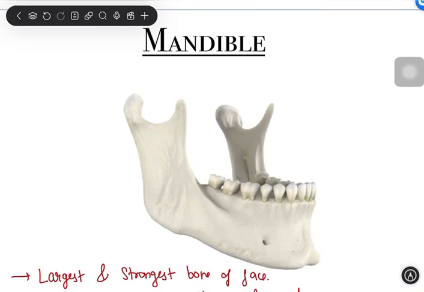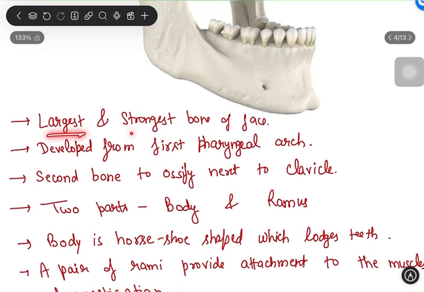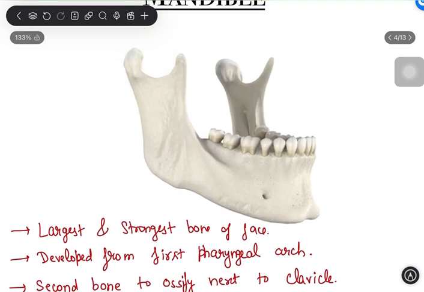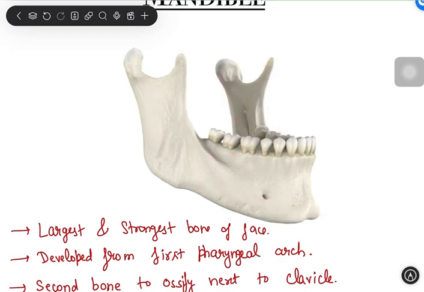Now let's move forward towards the mandible. The mandible is the largest and the strongest bone of the face, which is developed from the first pharyngeal arch, and it is the second bone to ossify next to the clavicle. In the mandible, we have two parts, the body and the ramus. The body is horseshoe shaped and it lodges teeth, whereas a pair of rami provide attachment to the muscles of mastication. In this diagram, you can see this is the body and these are the rami, or we can say a pair of rami.